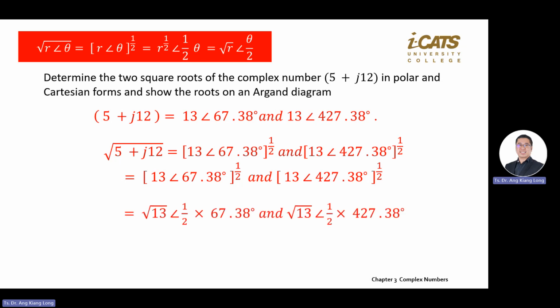So these will be the steps: square root of 13 with angle half of 67, and square root of 13 with half of 427 degrees. At the end, you get two answers. Try to observe the trend between 33 and 213. What is the difference between the two numbers in angle? 180. So it is actually on the opposite side.